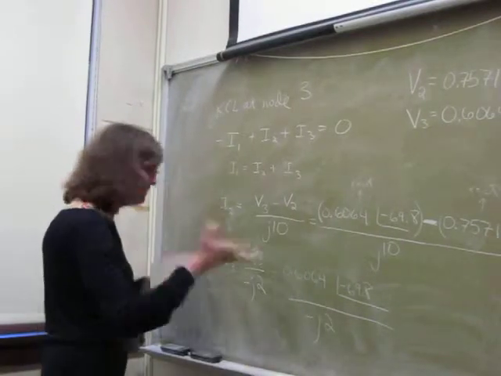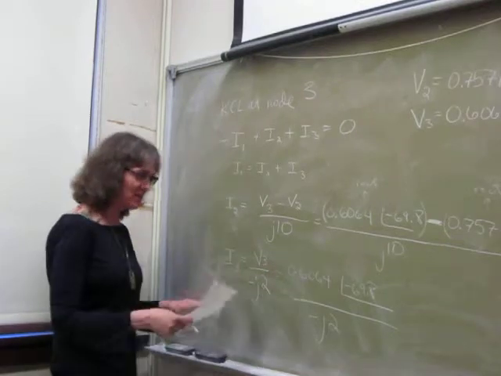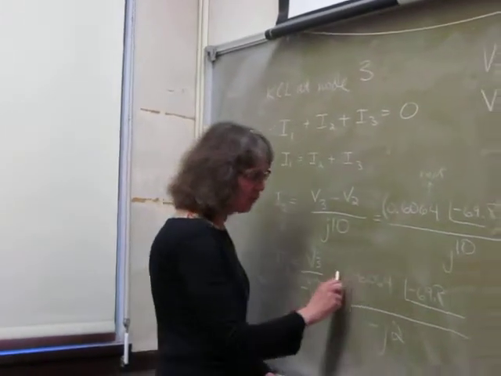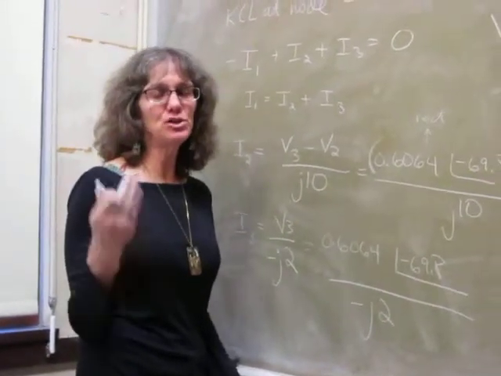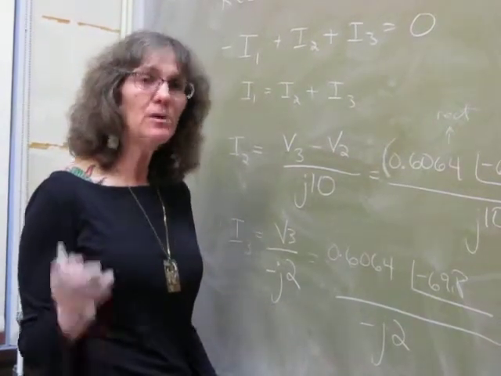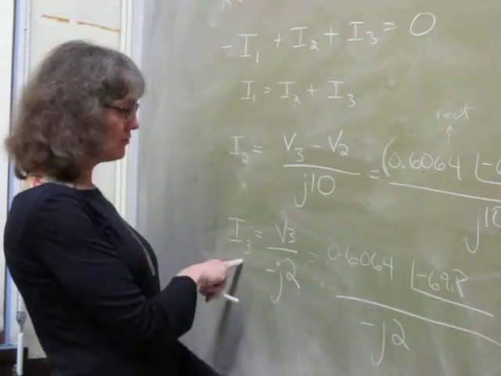Okay, so we have to do, I mean, this is ugly math, but we've got to do it. This one's a little bit easier, so I'm going to do that one first. The bottom line is that when you add and subtract complex numbers, you have to have them in rectangular form. If you multiply and divide them, they have to be in polar form. Okay, so let's do this easier one first for I3.